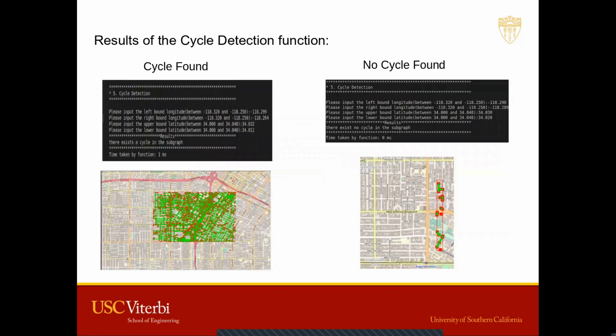Here are the results of the cycle detection function. Here we gave 2 examples, one which gave us a result of a cycle detected and one without, and these are plotted on the Trojan Map too.